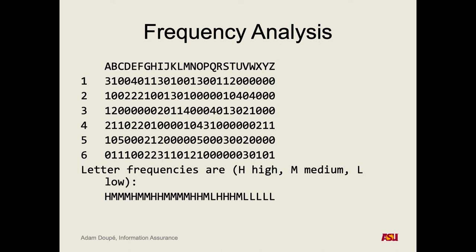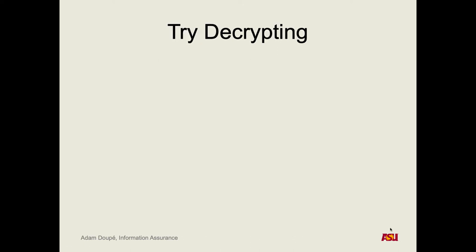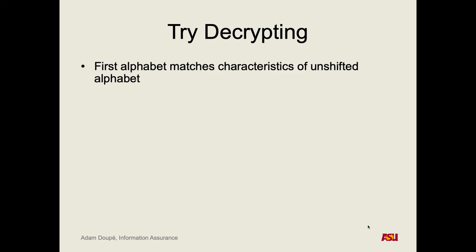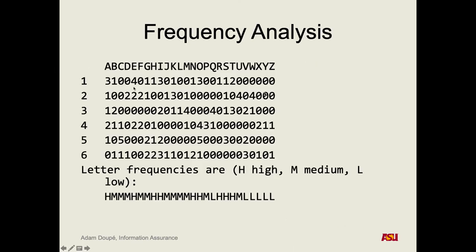Yeah, we could see shifting this alphabet in these different ways. How does that affect and change this value? Right, so we can essentially try decrypting. We can even look at this first alphabet, the very first alphabet, ignoring everything else. How does that match up? Or what shift would you do?